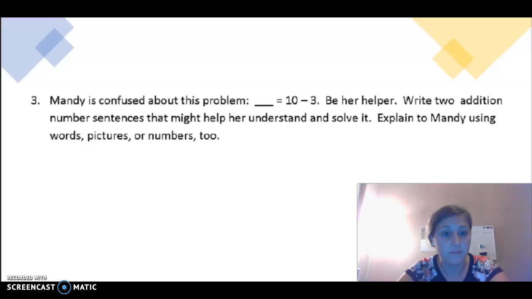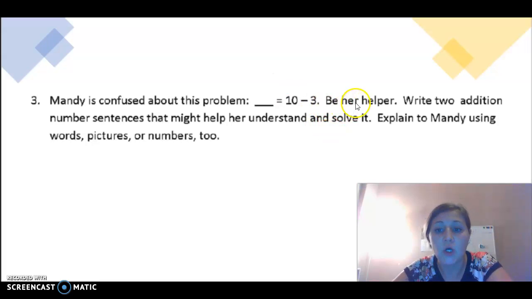Here's problem 3. Mandy is confused about this problem. How many equals 10 minus 3? Guess what? This can also be read as what equals 10 minus 3? Or 10 minus 3 is what? So really, you're trying to figure out 10 minus 3.